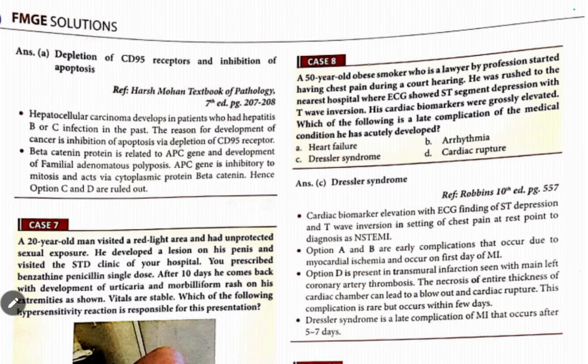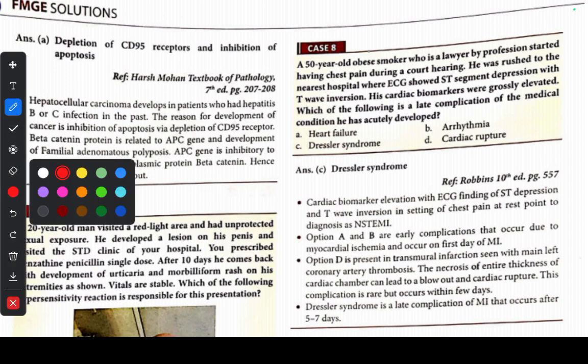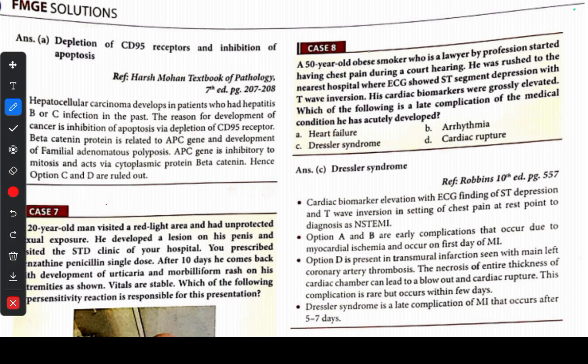8th question here. See, a 50-year-old obese smoker who is a lawyer by profession started having chest pain. He was rushed to the hospital where they saw ST depression, and his cardiac markers were elevated. Which of the following is? See here. Actually he was already diagnosed. This is the case where he was already diagnosed with the STEMI.